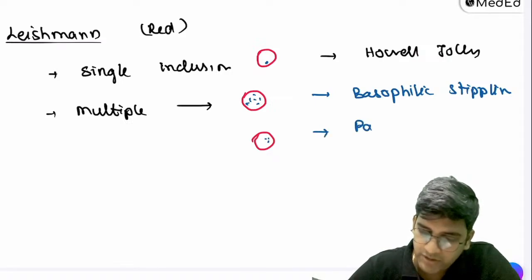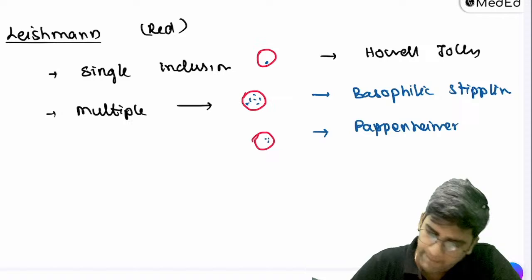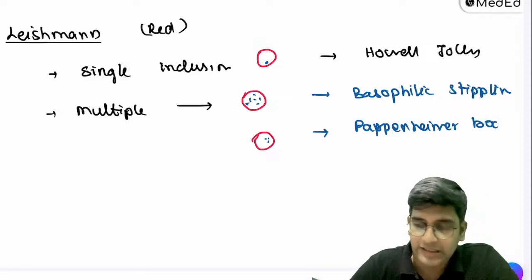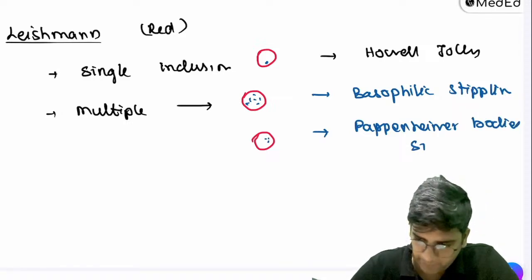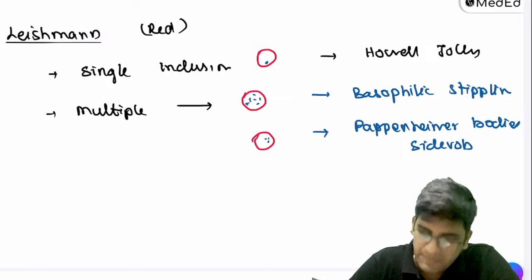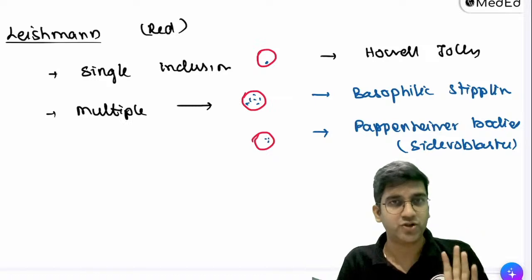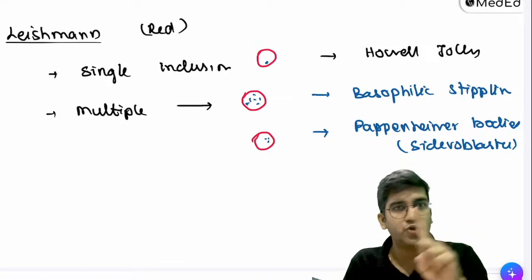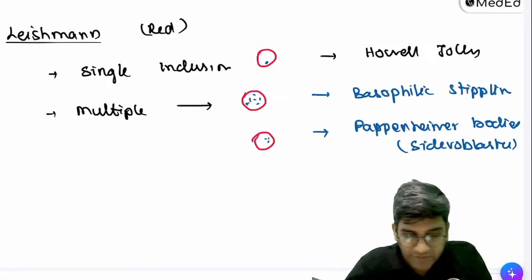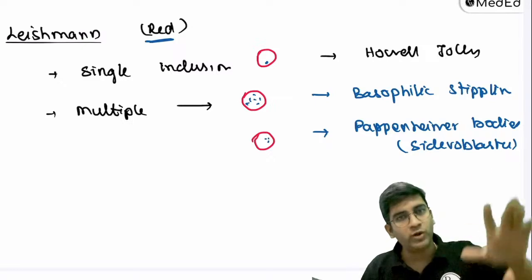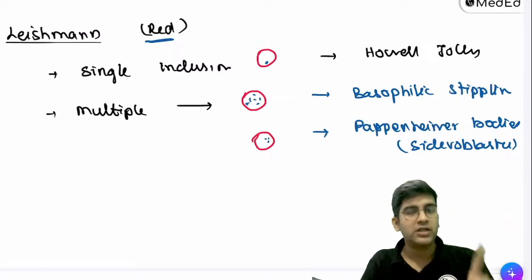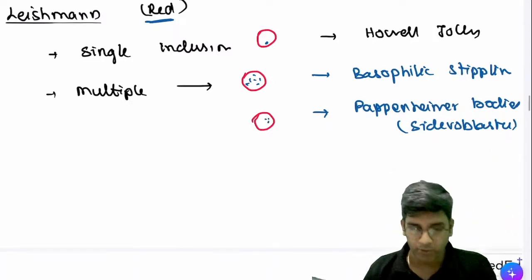Non-uniform, I use the term Pappenheimer bodies. Pappenheimer bodies are seen in sideroblastic anemia. It's simple. Just remember the inclusion color. That's all. A tiny single dot is Howell-Jolly in a Leishman stain, because this is very, very important. For new methylene blue, I'm going to use the same approach: single inclusion, multiple uniform, multiple not uniform.